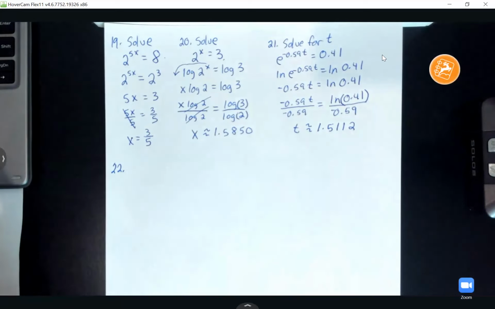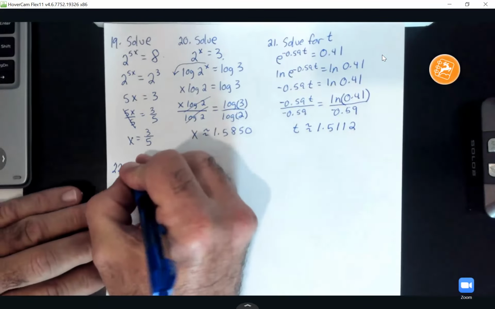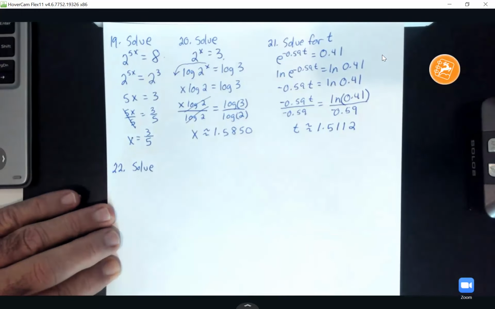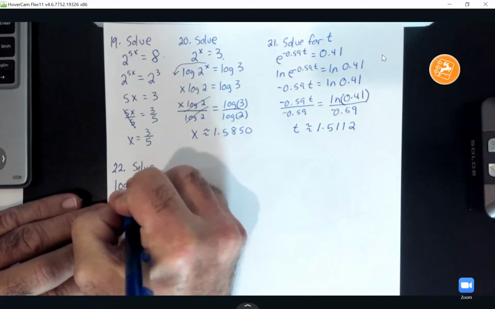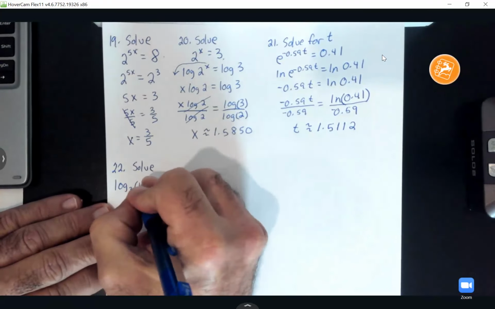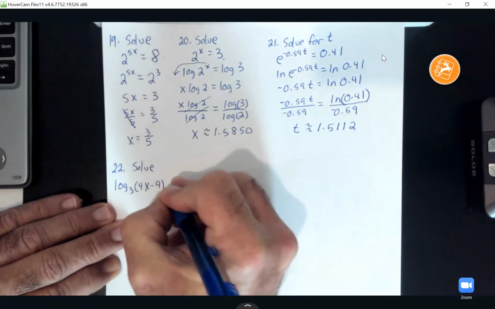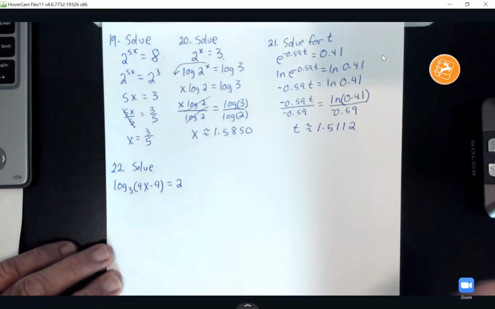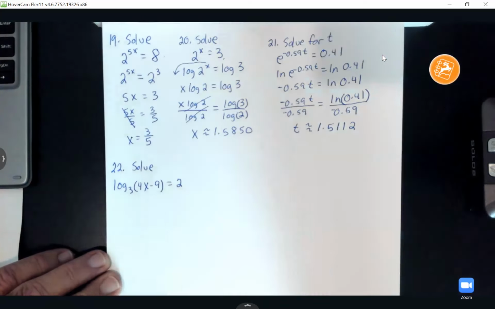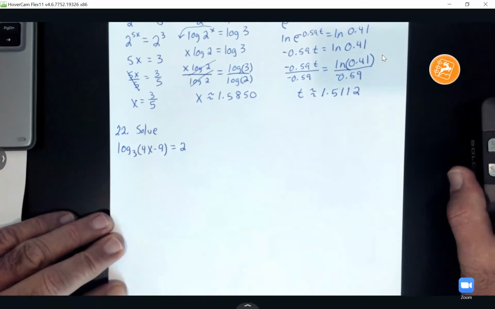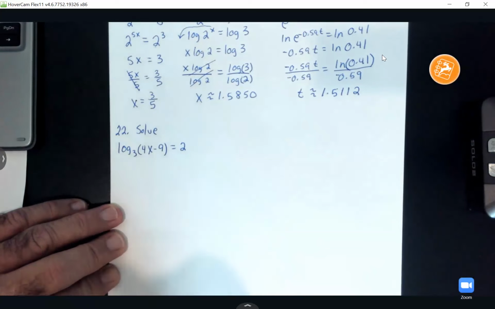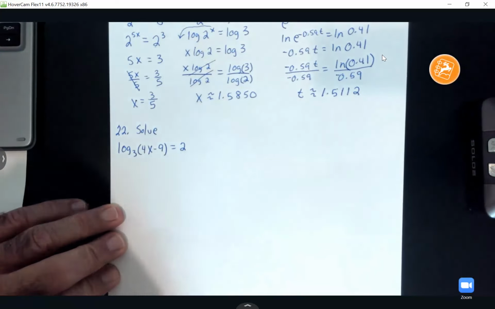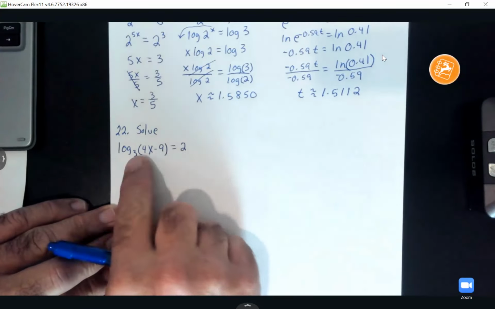Now, the next 3 are going to be logarithmic equations. So we're still solving. This one has a log base 3 of 4x minus 9 equals 2. So y'all, when you got a single log like this equal to a number, the only thing we can do is rewrite this as exponential. So that's why we were doing them problems. I think it was what, 7, 8, 9, and 10 range, so that we could rewrite these.